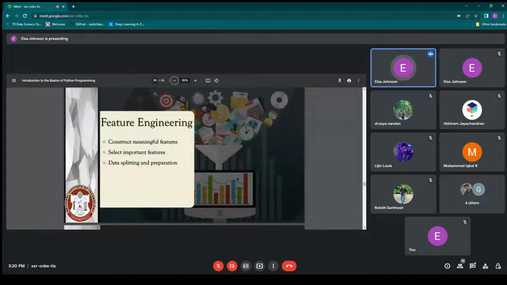So feature engineering, as you can see in the figure, you have a large set of data in particular columns. From these, you should construct meaningful features. Then if some important features are present, you have to select them, and then data splitting and preparation. All these are the steps. Then you will plan it out and construct some meaningful features and graphs from them.